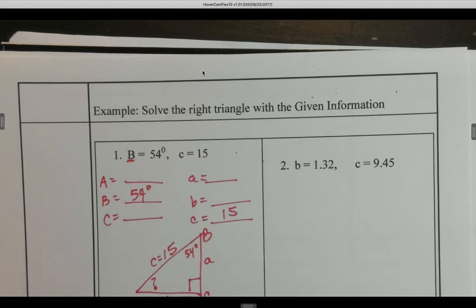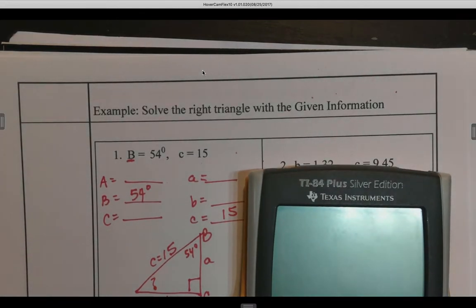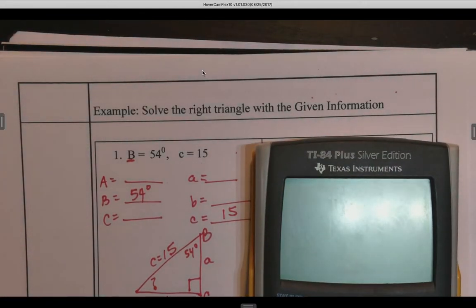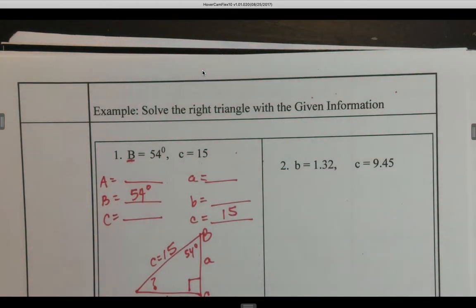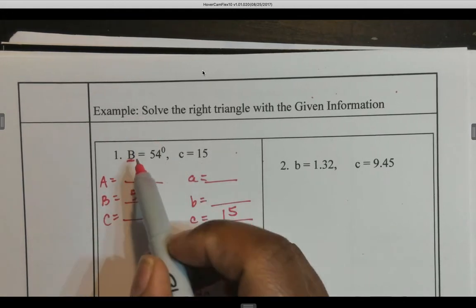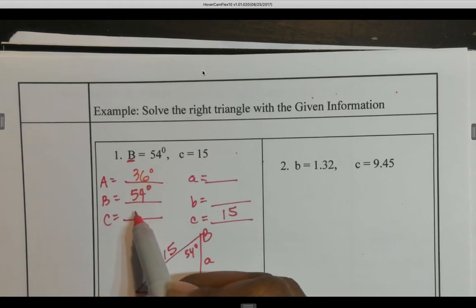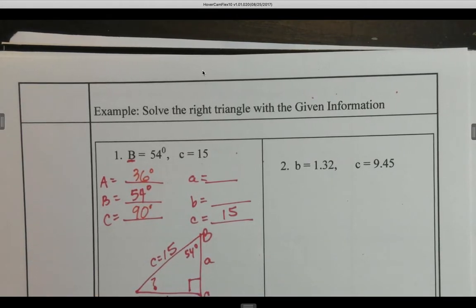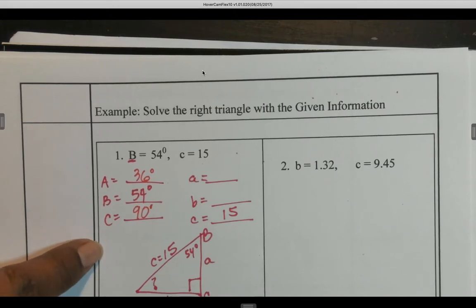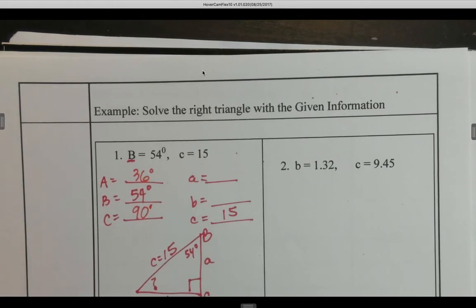All right, so if I add these up and subtract them from 180, I take 180, subtract the sum of 54 and 90, and I get 36 degrees. So the missing angle is 36 degrees. I know angle A is 36 degrees. We actually already knew angle C was 90 degrees. There has to be a 90-degree angle because these are right triangles.